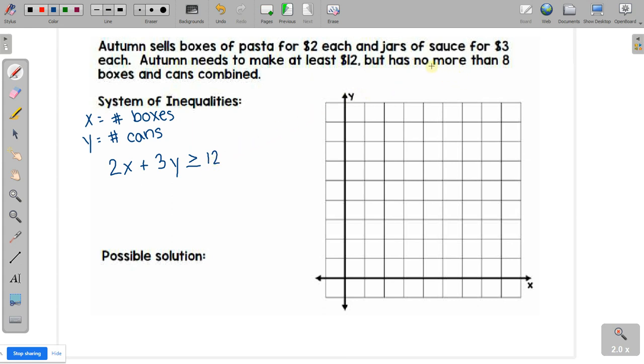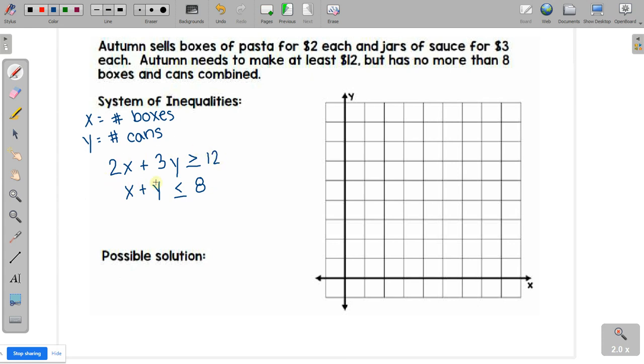And she has no more than 8 boxes and cans combined. So boxes plus our cans, x plus y, cannot be more than 8. So 8 has to be greater, and it can be equal to, so it's no more than. So here are our two equations. We need to graph these.